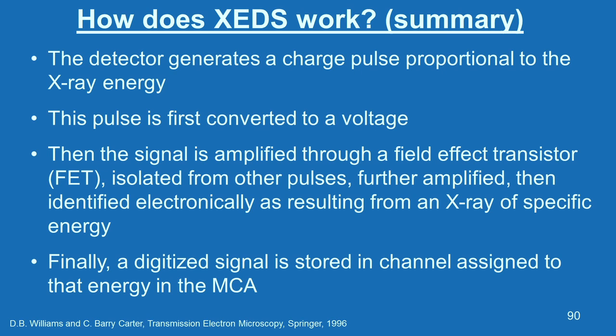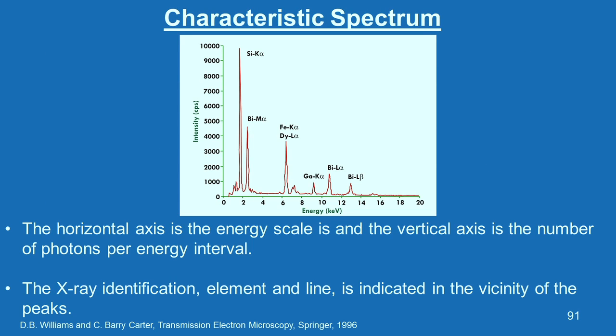EDS is one of the very popular interfaces with electron microscopes. The other variant in this segment is WDS. And before we look at it, let us look at the characteristic EDS spectrum. You have this intensity versus energy spectrum. The horizontal axis is the energy scale, and the vertical axis is the number of photons per energy interval. The X-ray identification, element and line, is indicated in the vicinity of the peaks. This is how the peaks are indexed.